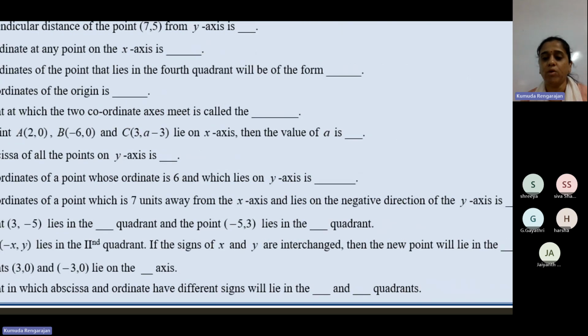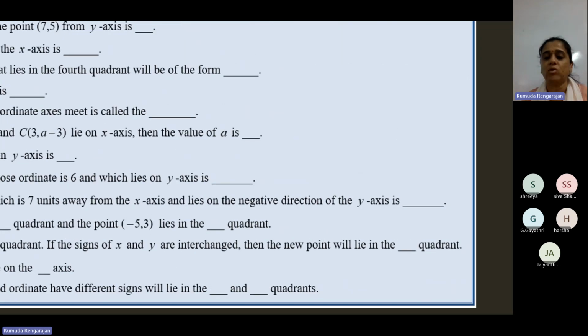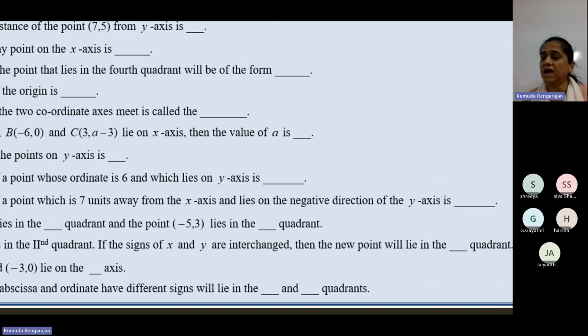Then the new point will lie in the dash quadrant.